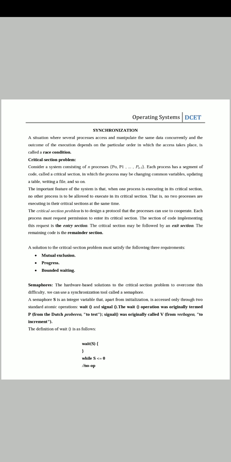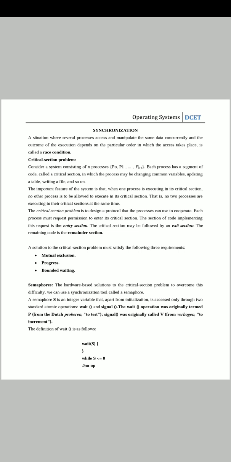The second requirement is progress. Progress is nothing but if no process is executing in its critical section and some processes wish to enter their critical section, then only those processes that are not executing in their remainder section can participate in deciding which will enter its critical section next. This selection cannot be postponed indefinitely.